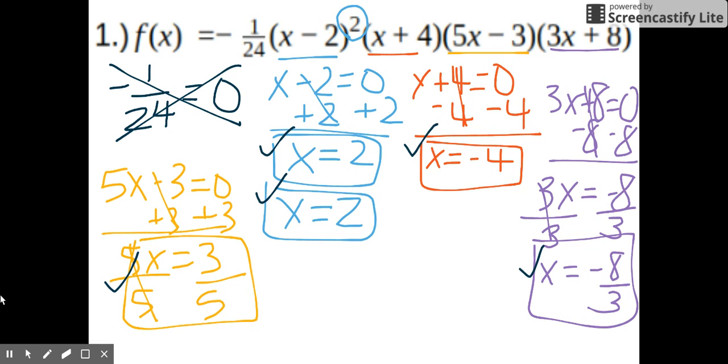It's really important that right now we can leave these as fractions, but as soon as we start graphing them, we need to know the decimal for them so that we know where to place them. So 3/5, if you type that in your calculator, you'll know that it's 0.6. So that's going to be between 0 and 1. And then negative 8/3, if you type that in your calculator, you're going to get negative 2.6. So that's going to be between negative 2 and negative 3.